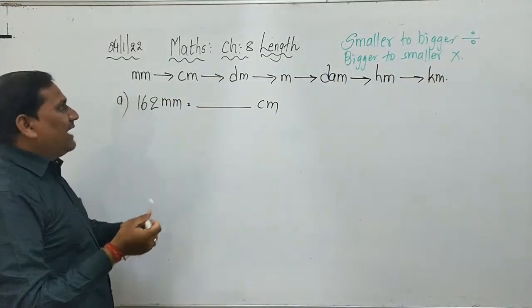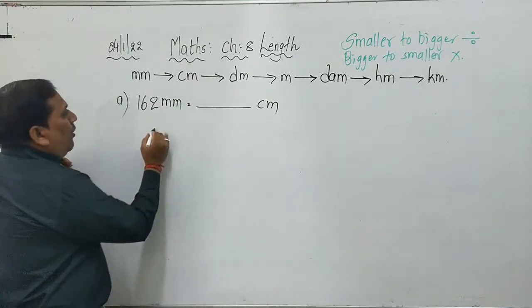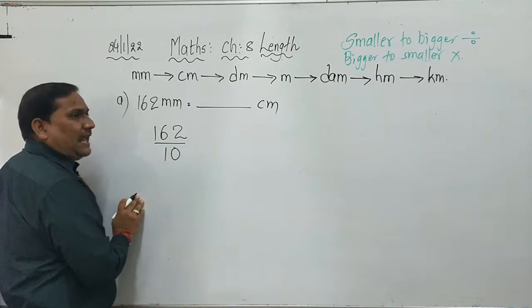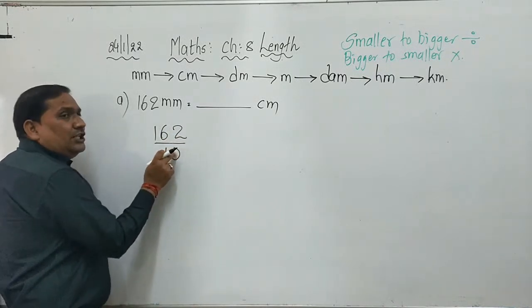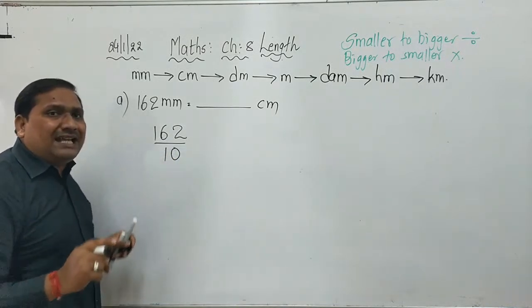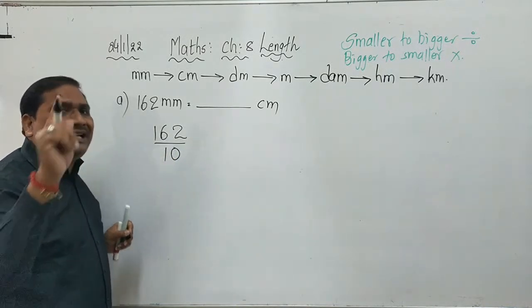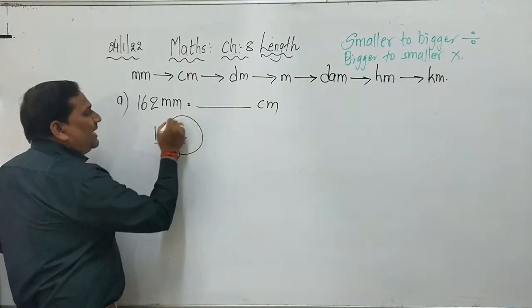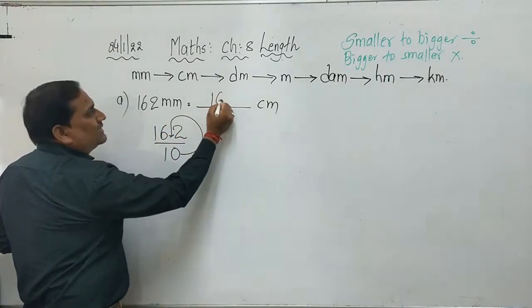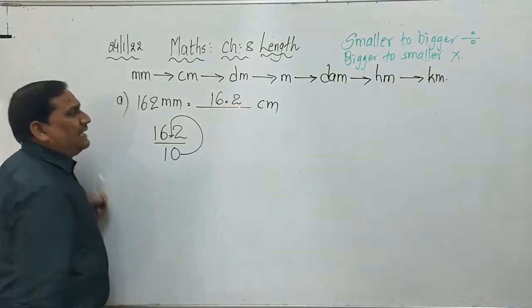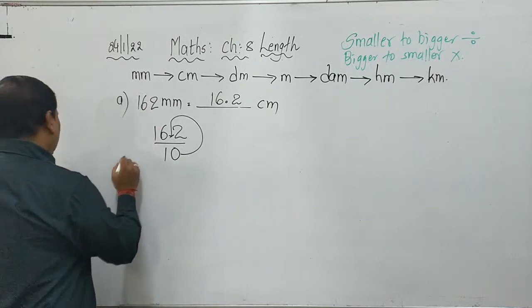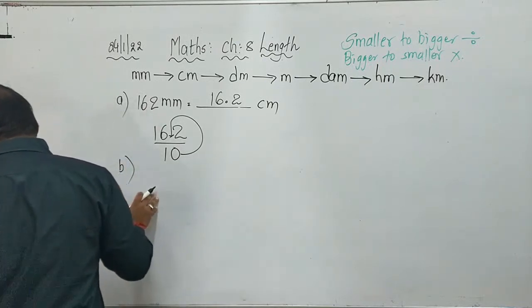So how will we divide this? 162 divided by 10. How many 10s are there in the denominator? So how many digits do I have to skip in the numerator? 1 digit. So the decimal will come over here. 16.2 centimeter will be the answer. Let's see the second one. What has been given?